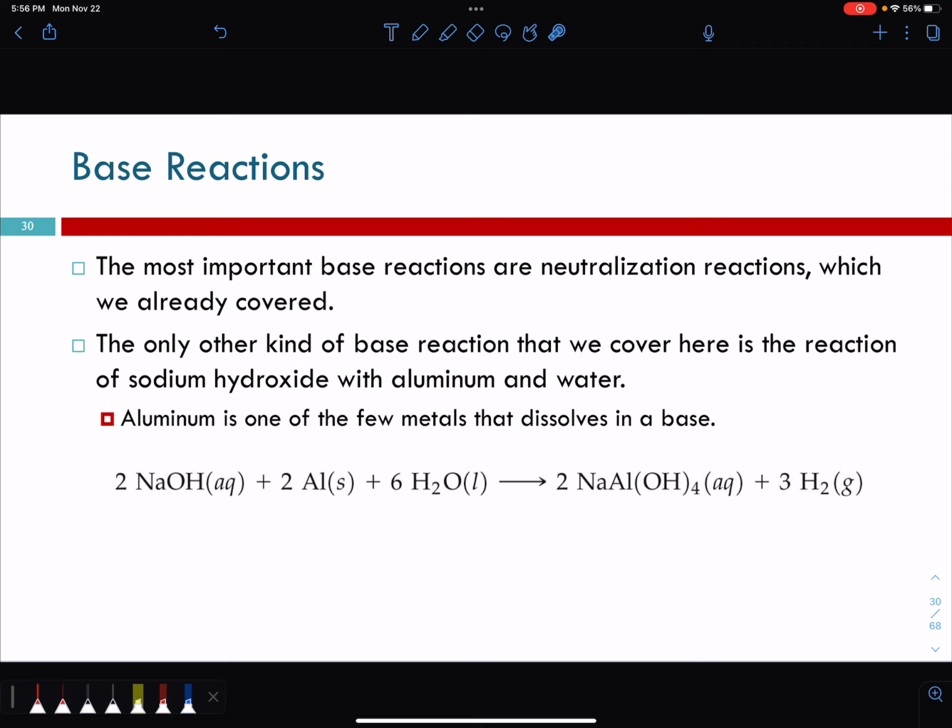So the base reactions aren't as numerous because the most important one is neutralization reactions, which we already covered. The only metal that really reacts that we talk about is aluminum in a solution of sodium hydroxide and water. And then you get sodium aluminum hydroxide and hydrogen gas. Don't worry about that one.